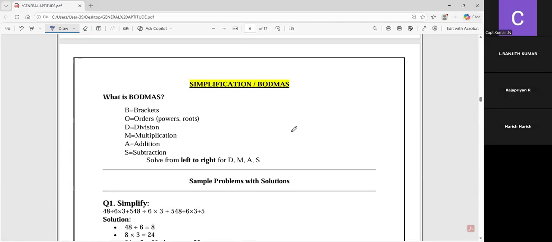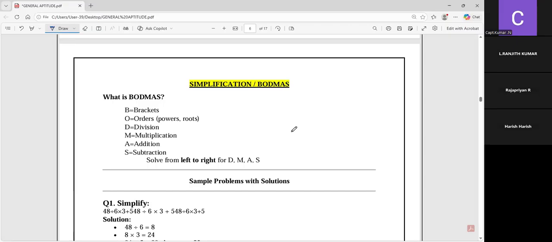Now we are going to go for the next topic. A very important topic called simplification. In simplification, we follow some rules. What are the rules? First one, BODMAS. B for bracket, O for order. Order means power. And D for division, M for multiplication, A for addition, S for subtraction. So this is the notation for BODMAS.